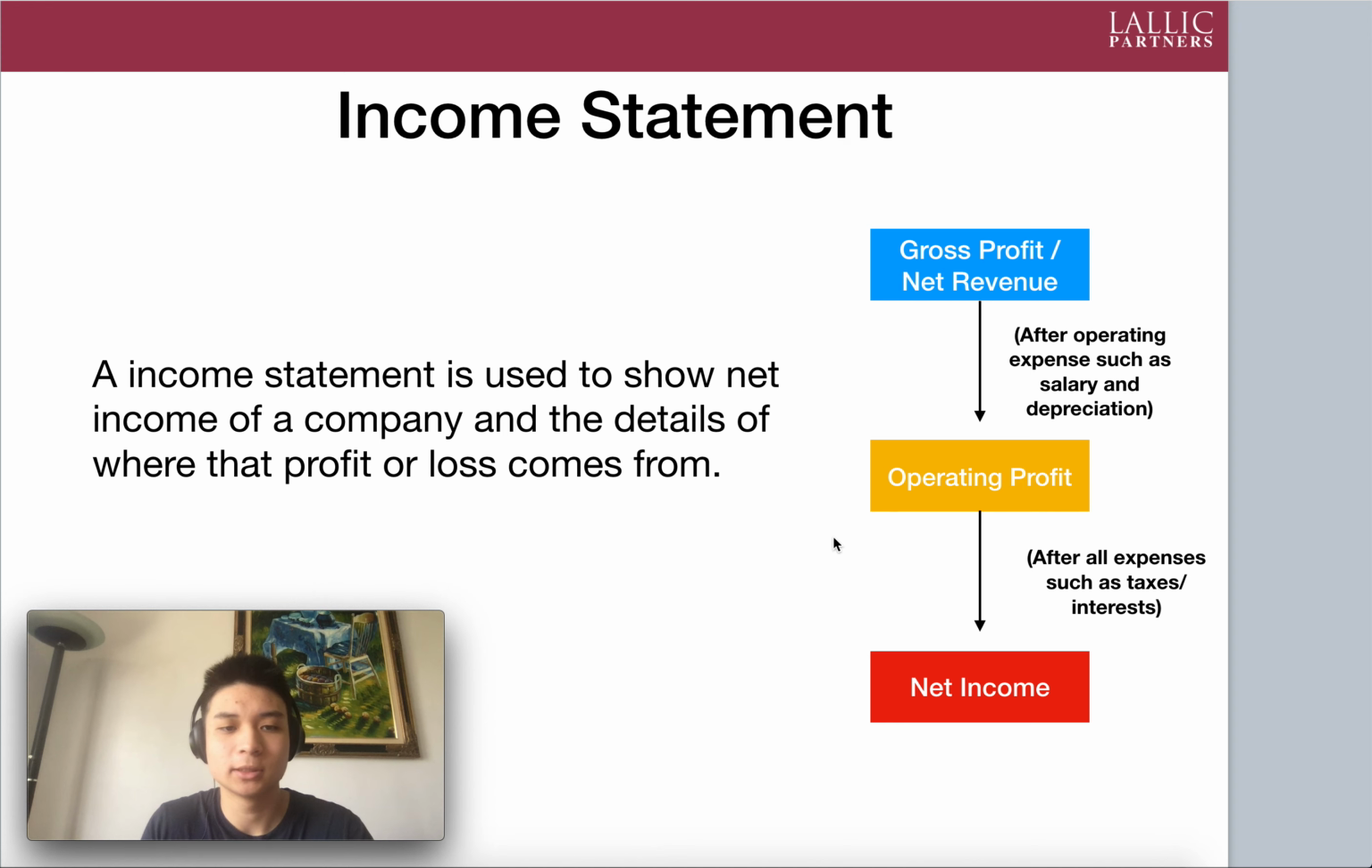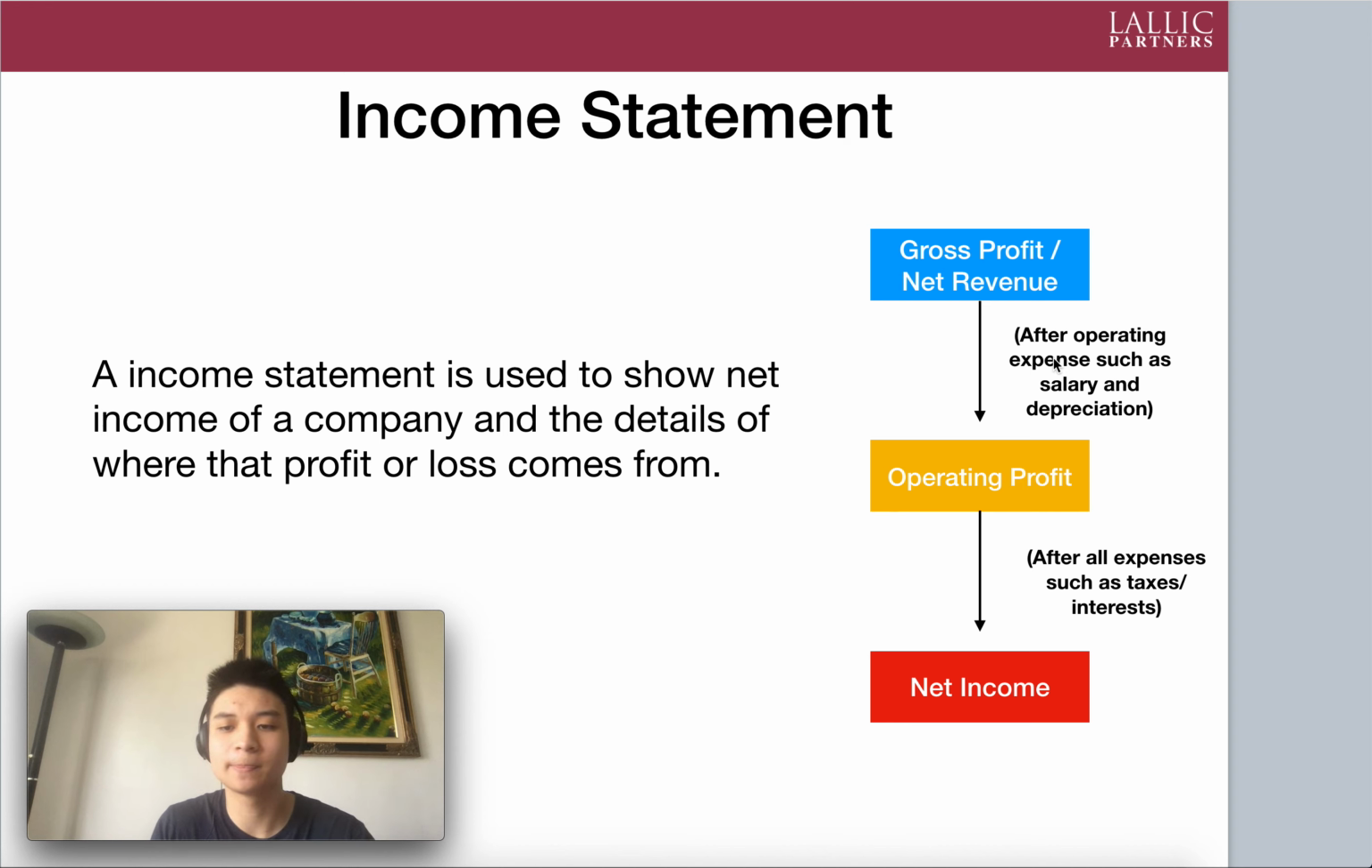Alright. So an income statement is used to show the net income of a company and the details of where that profit or loss comes from. An income statement is usually split into three categories: the gross profit or net revenue, the operating profit, and the net income. The gross profit stands for all the money the company made, excluding expenses.